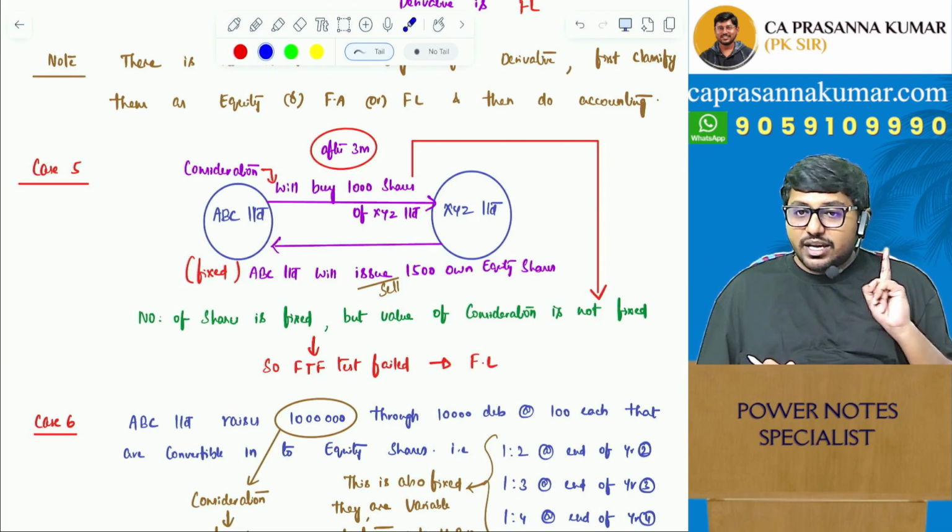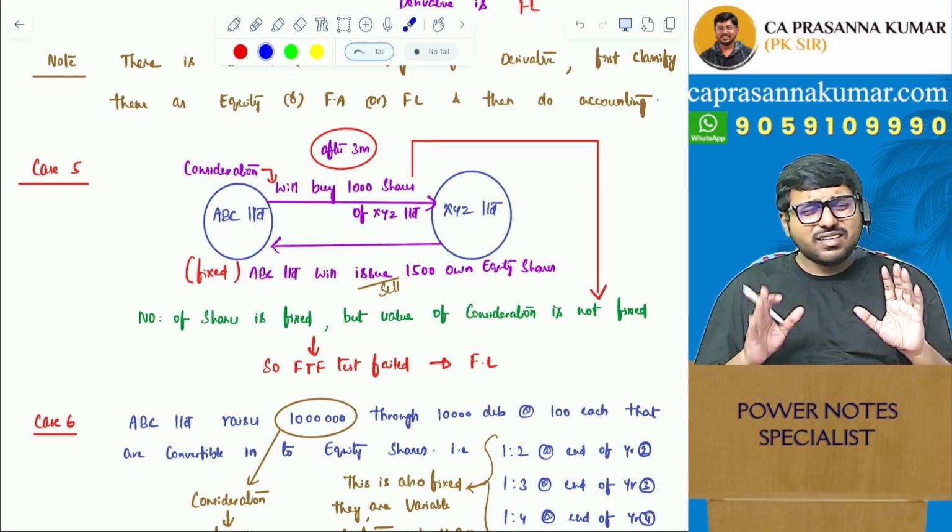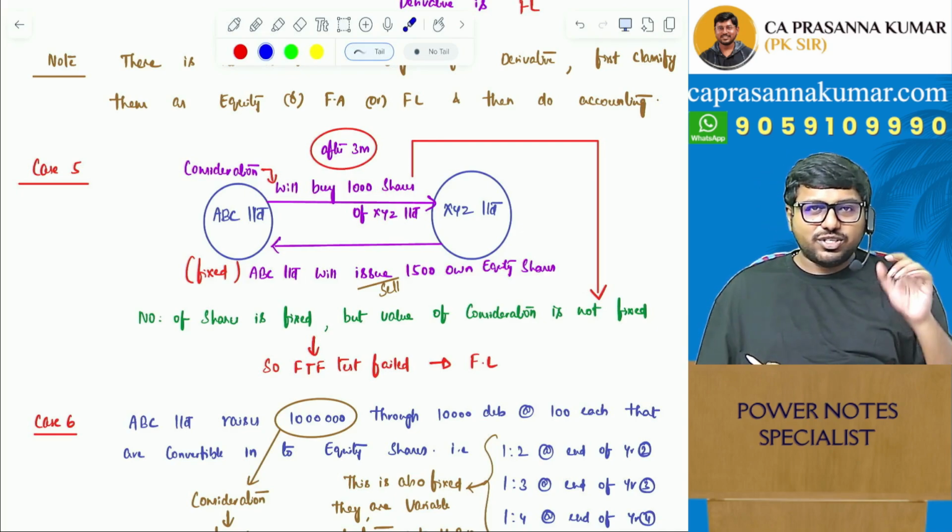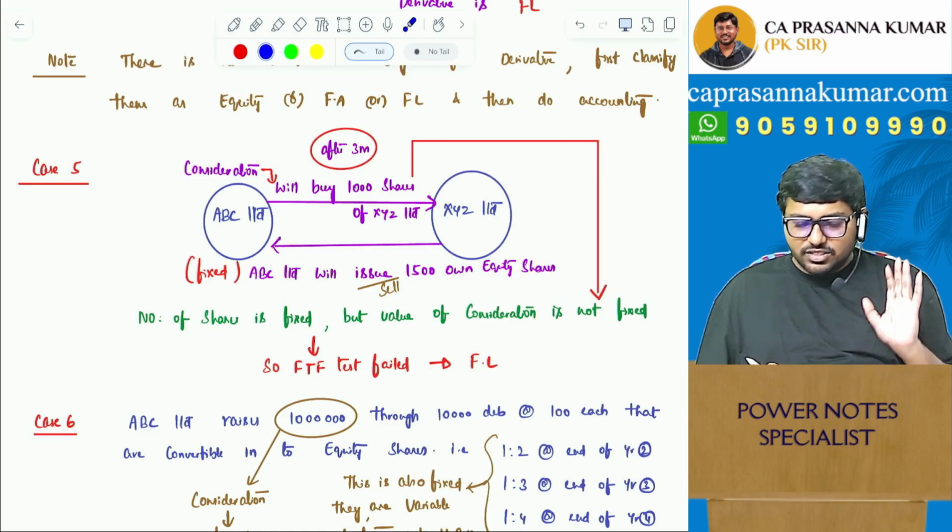But this is where again students get confused. That's why they say financial instruments is difficult. Actually, it is not difficult. You just need to understand the concepts in a clear way. In that case, it should be an easy chapter.